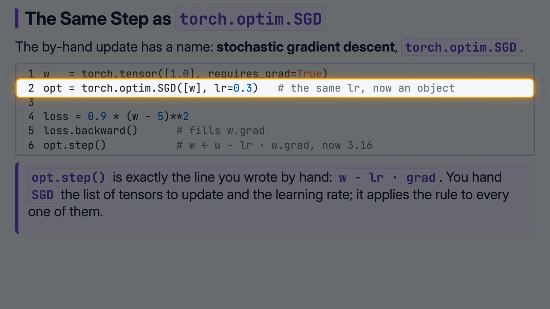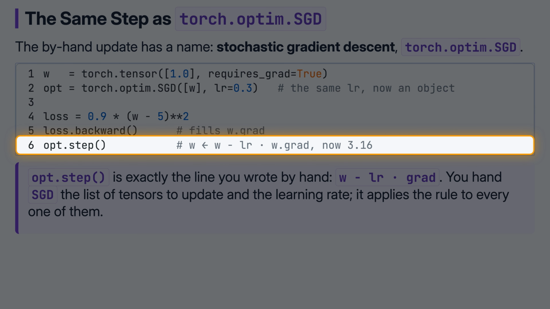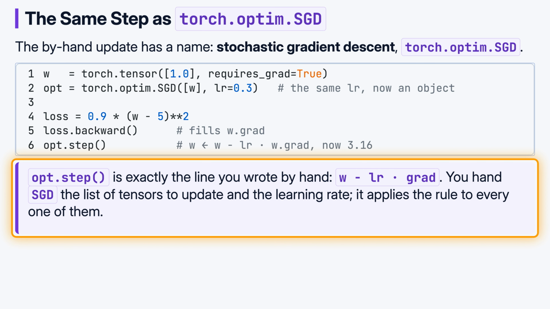This same update has a name, stochastic gradient descent. In PyTorch, it's torch.optim.SGD. You still call backward to fill in the gradient. And opt.step takes the step, W minus the learning rate times the gradient. That lands W at 3.16. opt.step is exactly the line you wrote by hand. Nothing new happens. You hand SGD the tensors to update and the learning rate. It applies the rule to every one of them.